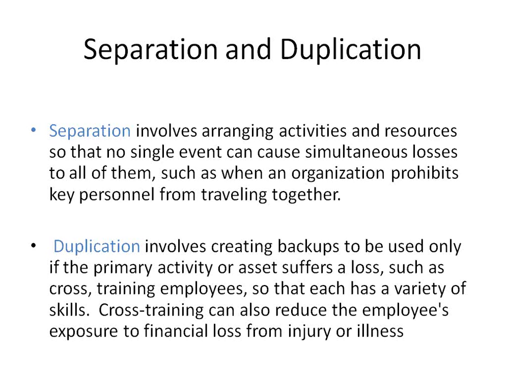The other aspects that we have after loss prevention are separation and duplication. Separation involves arranging activities and resources so that no single event can cause simultaneous losses to all of them, such as when an organization prohibits key personnel from traveling together. And again, Raley's had a policy. A lot of large organizations have a policy that the CEO and COO cannot be traveling on the same plane together.